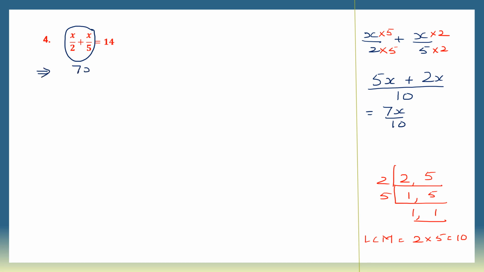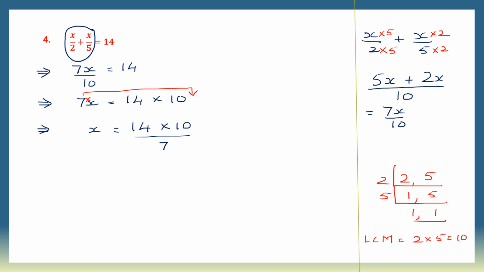So we have 7x by 10 equals 14. To find the value of 7x first, we say 14 into 10. Now let's find the value of x. It will be 14 into 10 divided by 7, because 7 here is multiplication and we have transposed it to the right hand side. It's become division. Now let's cancel. 7 2s are 14. So 2 10s are 20. So now we have found the value of x, and x is 20. This is our answer.